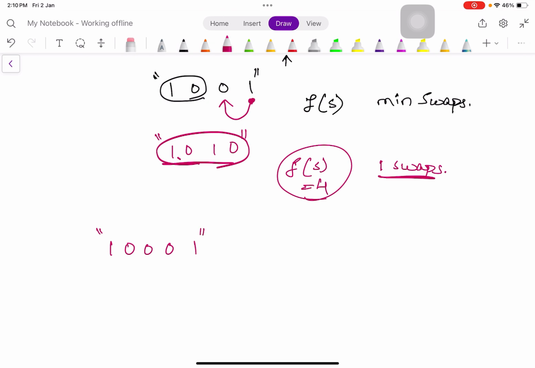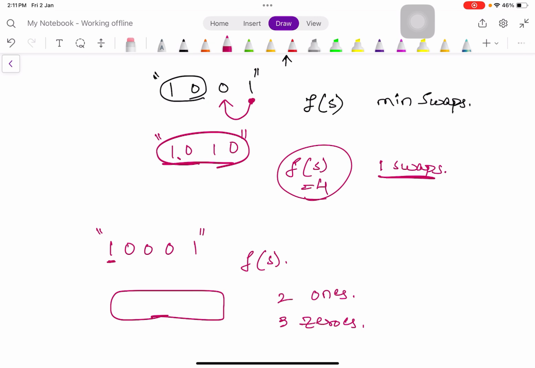Right, if I have to find out the max value of f of s in this particular string, then I'll have to start from the beginning and see what can be the max possible good prefix. What would be the length of the max possible good prefix? A prefix is considered good if the number of ones in that prefix is more than or equal to the number of zeros. Here, if we count, we have 2 ones and 3 zeros.